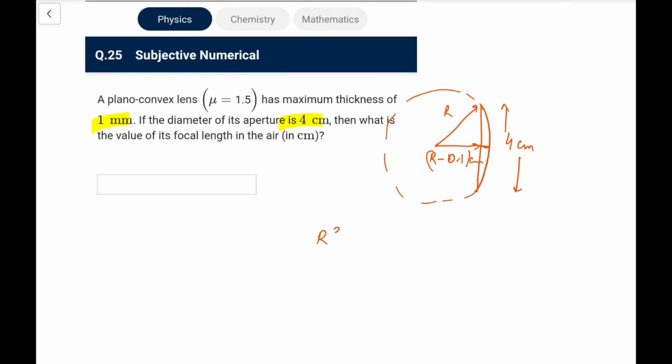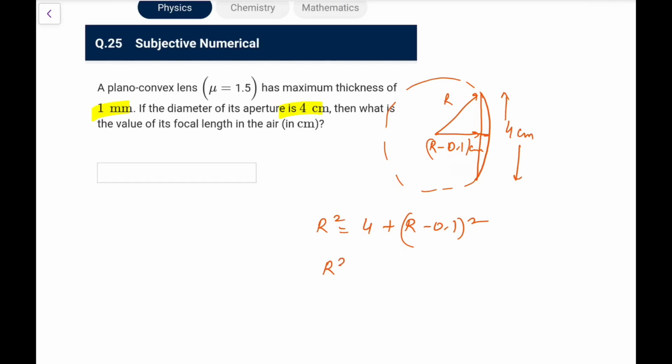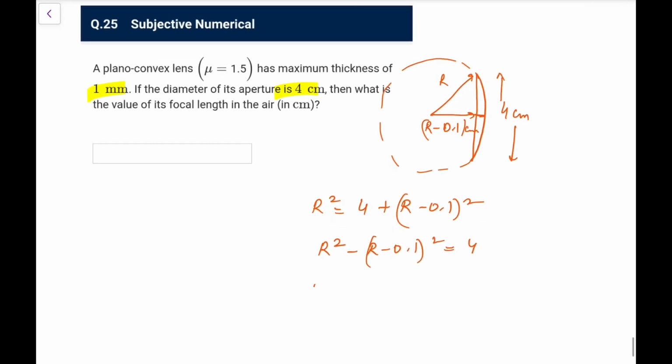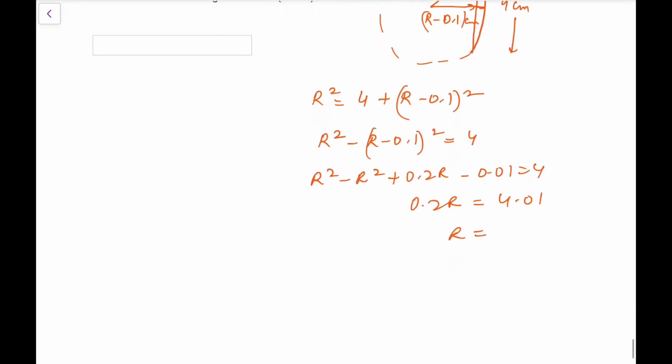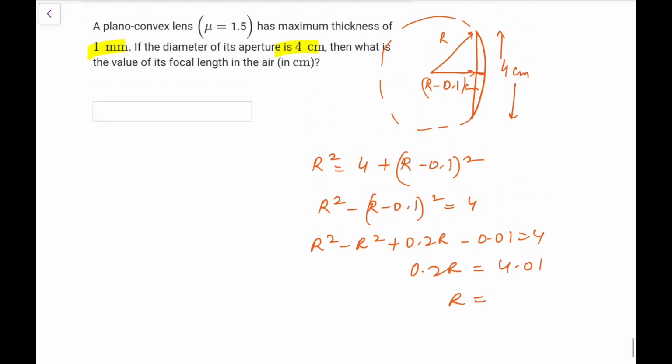So R square is 2 square, that is 4, plus R minus 0.1 whole square. So R square minus (R minus 0.1) whole square is equal to 4. So R square minus R square plus 0.2R minus 0.01 is equal to 4. So 0.2R is equal to 4.01, or you can make it out, R is approximately 20. So the radius of curvature is approximately 20 centimeters.